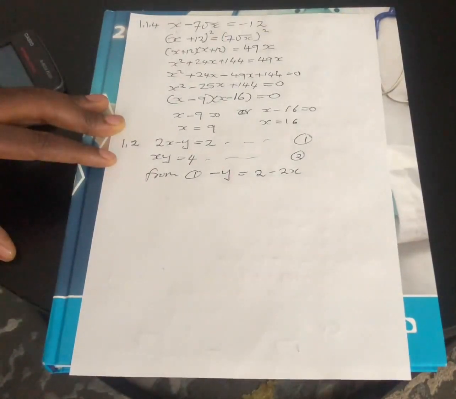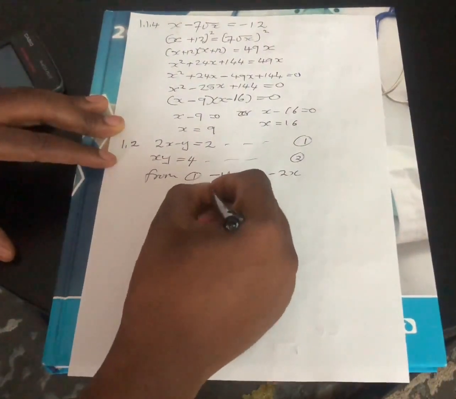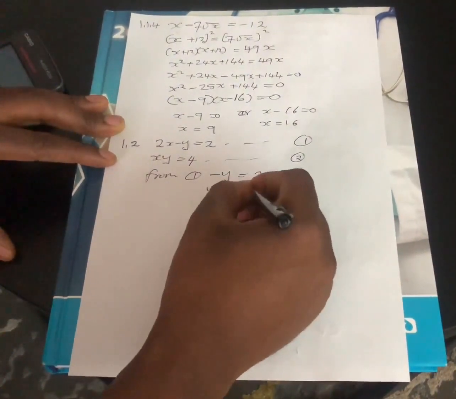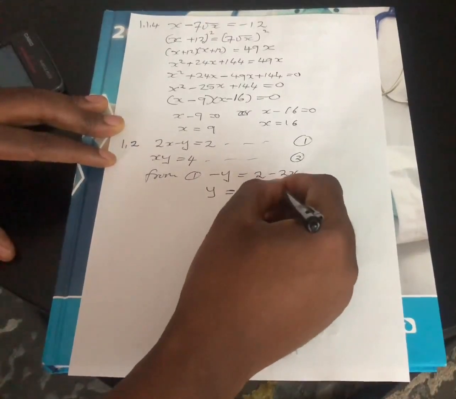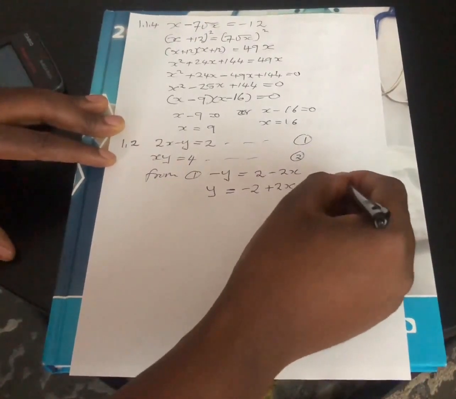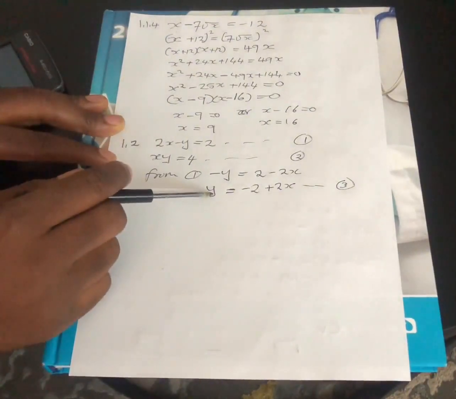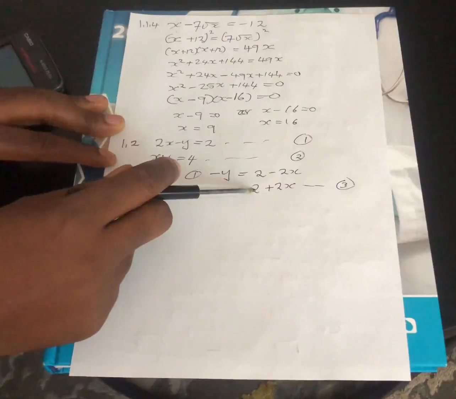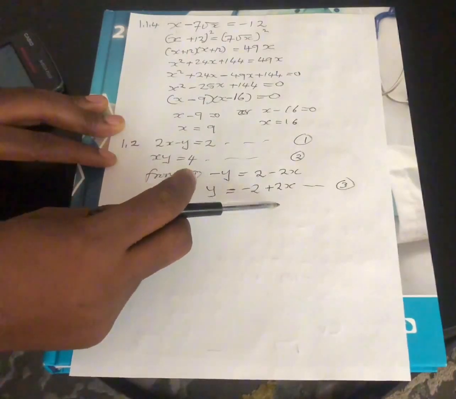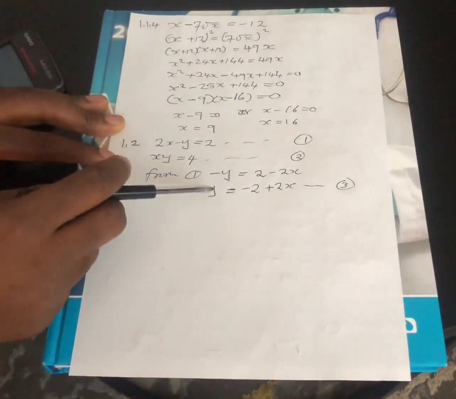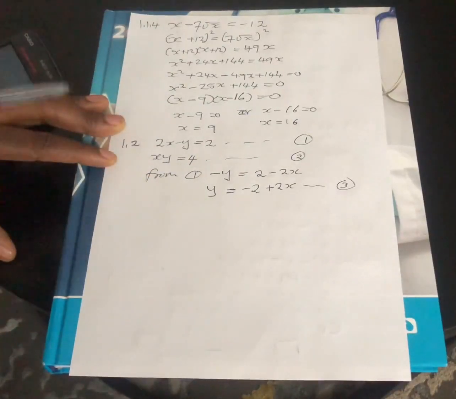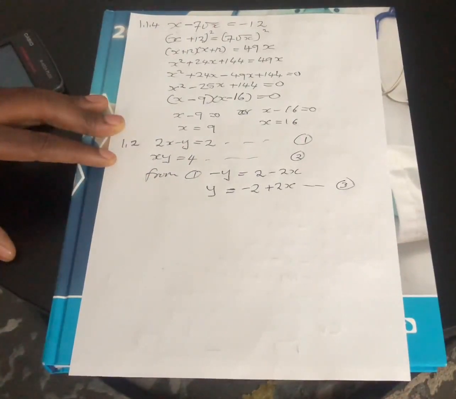How do you do that? You multiply everything by -1, or you divide everything by -1. Your final result is going to be y is equal to -2 plus 2x. This one becomes your equation 3. Where do you get equation 3 from? From equation 1. So for that reason, when you substitute y by -2 plus 2x, we are not going to substitute in equation 1, because equation 1 and equation 3 are the same thing. We must use the other equation, which is equation 2.